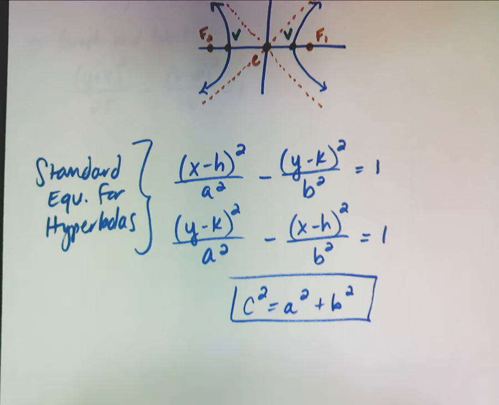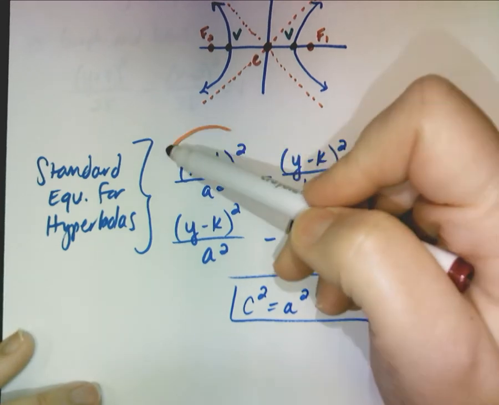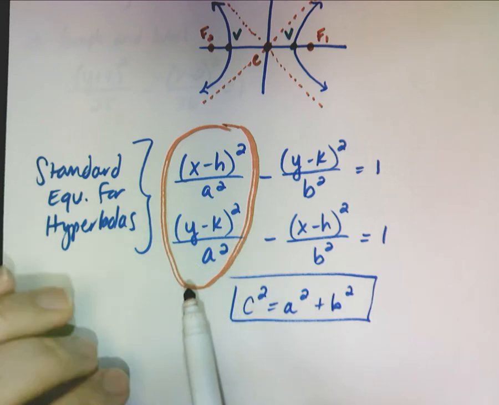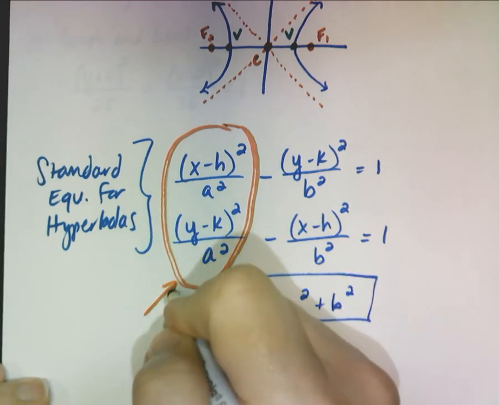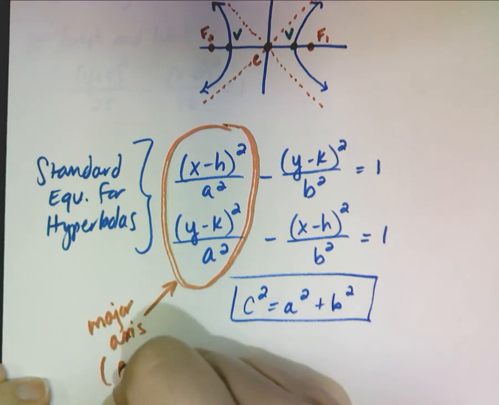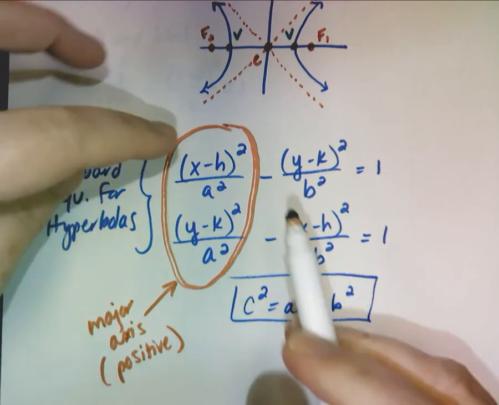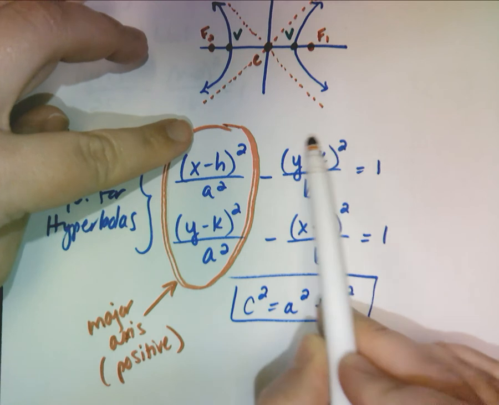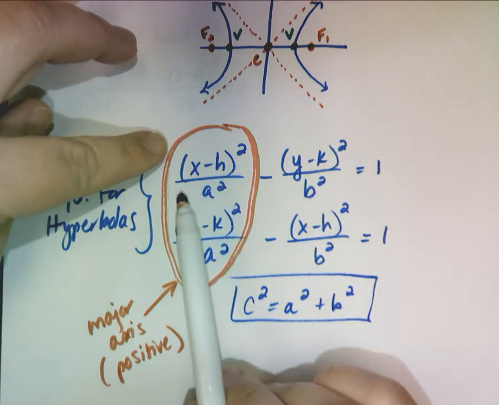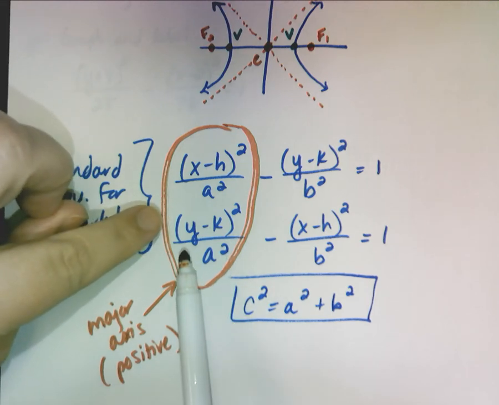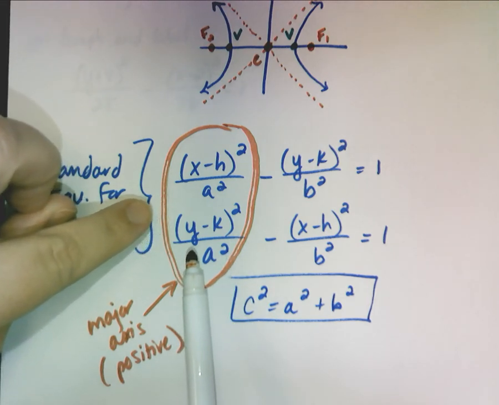Now, here's where it's different, okay? Whichever axis is positive, that is your major axis. So this is your major axis, which is positive. See, this is the x, it comes first. That's the positive. There's a minus here, minus this y squared. So the x-axis is our major axis for this one. Whereas if the y comes first and it's positive, that's the major axis, okay?